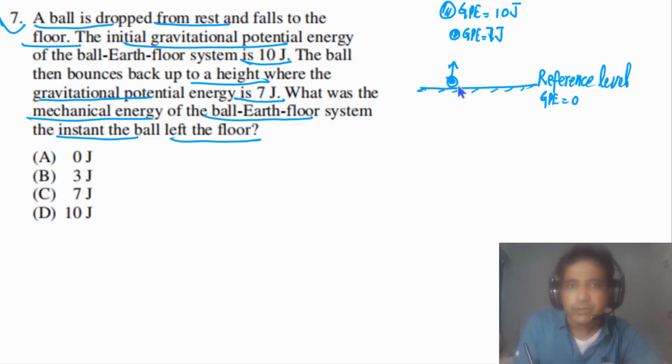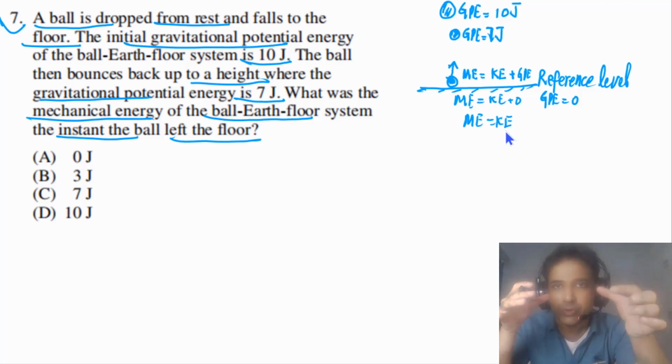So if GPE is equal to 0, at this point the mechanical energy of the ball, ME, is only equal to the kinetic energy of the ball, because GPE of the ball is equal to 0. So let me write here, plus GPE at this point. In this case GPE is equal to 0. So we can say the mechanical energy of the ball is only equal to the kinetic energy of the ball.